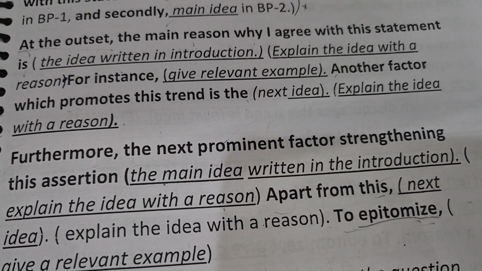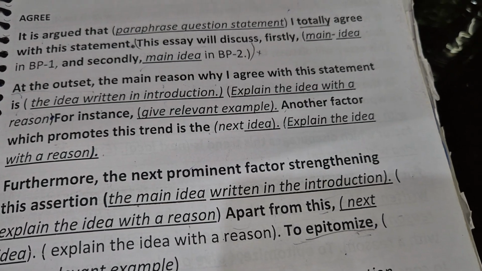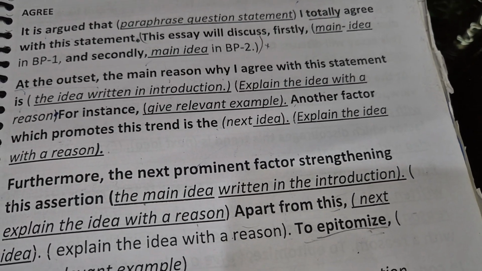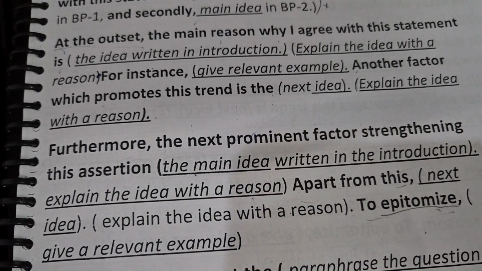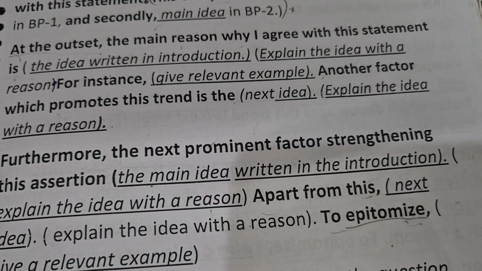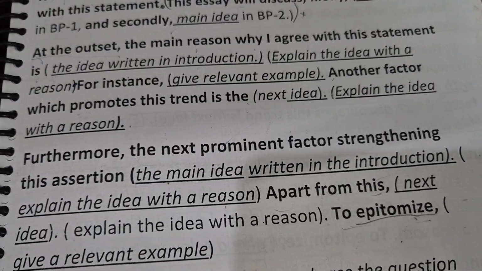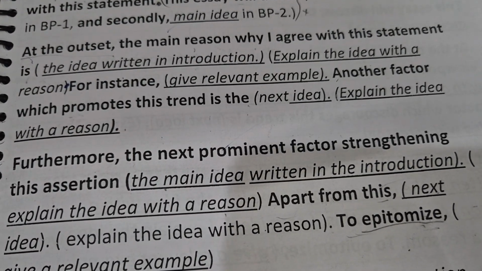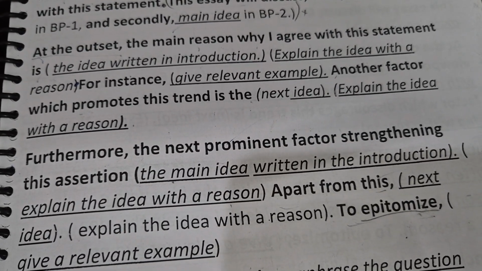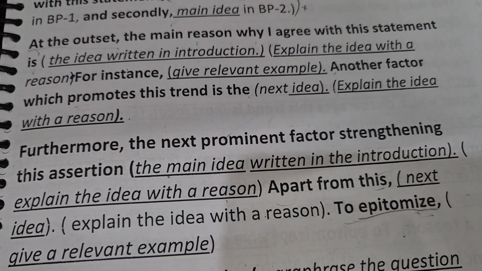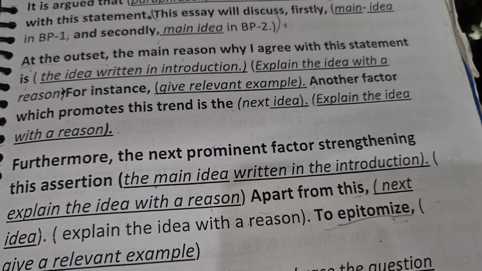Then give your first reason behind agreeing, the idea written in the introduction, that the students have mentioned in the intro, firstly main idea in BP1, so they will write here also. Then you will explain the idea with the reason. If you can make an example, write for instance and give a relevant example. Example should be relevant, but it's not important that it should be real. You can give a false example if it is relevant. After that, you will give another factor which promotes the trend. So you will have to give 2 reasons to favor your stance.